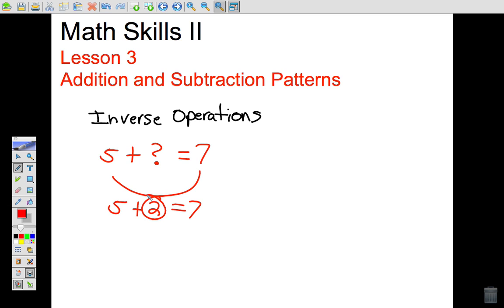So I want you to make a note on this. The inverse operations are this then. Addition and subtraction are inverse operations because one is the opposite of the other. Division and multiplication are inverse operations because one is the opposite of the other. Now really, we're going to be working with these two here today.